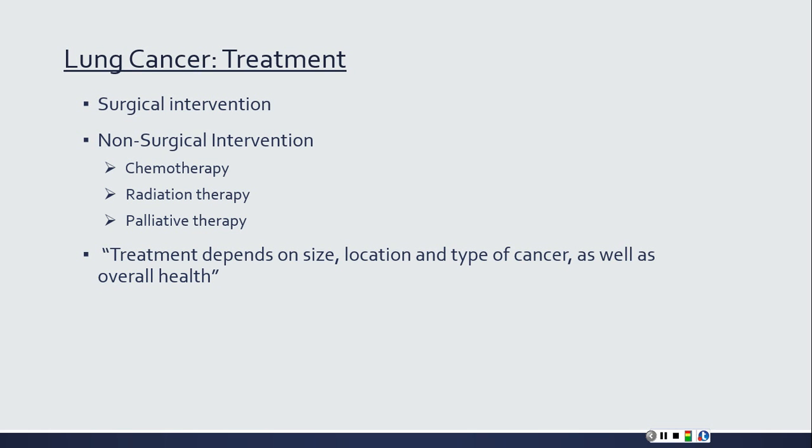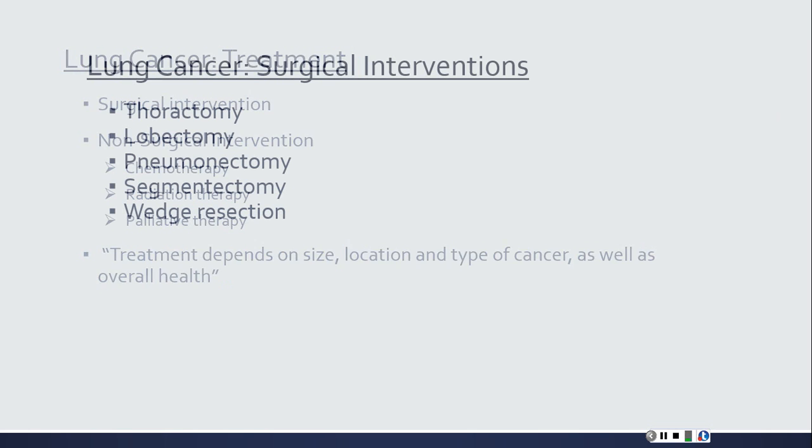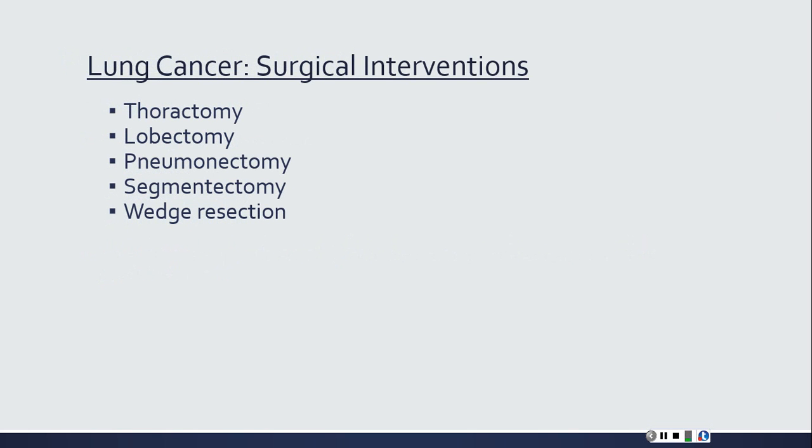Some of the different surgical procedures they will use include, well, depending on the site and location, but a thoracotomy is just going to be the incision into the pleural space. Okay. We talked about the incision here. If they perform an incision into that pleural space, that's a thoracotomy. Okay. A lobectomy. I'll let you guess what a lobectomy is. They remove a lobe. Okay.